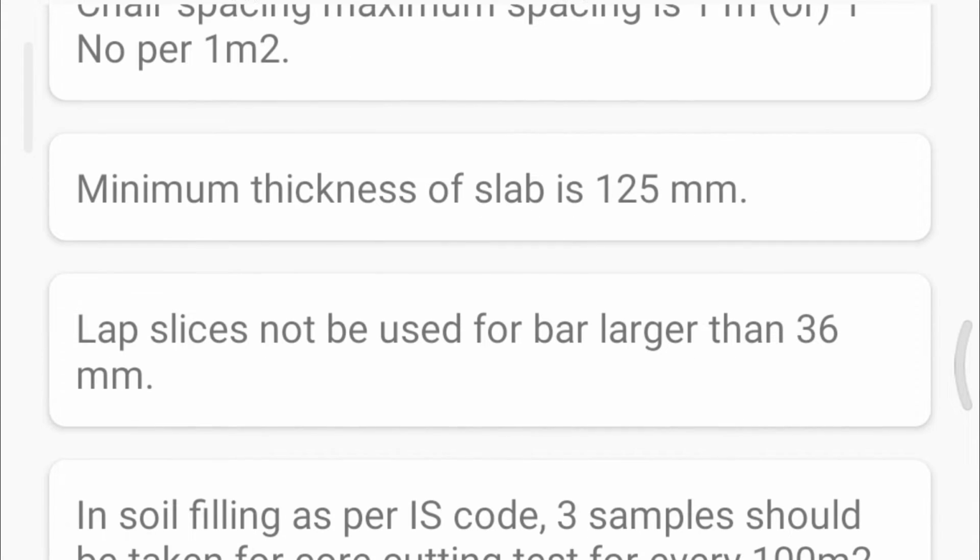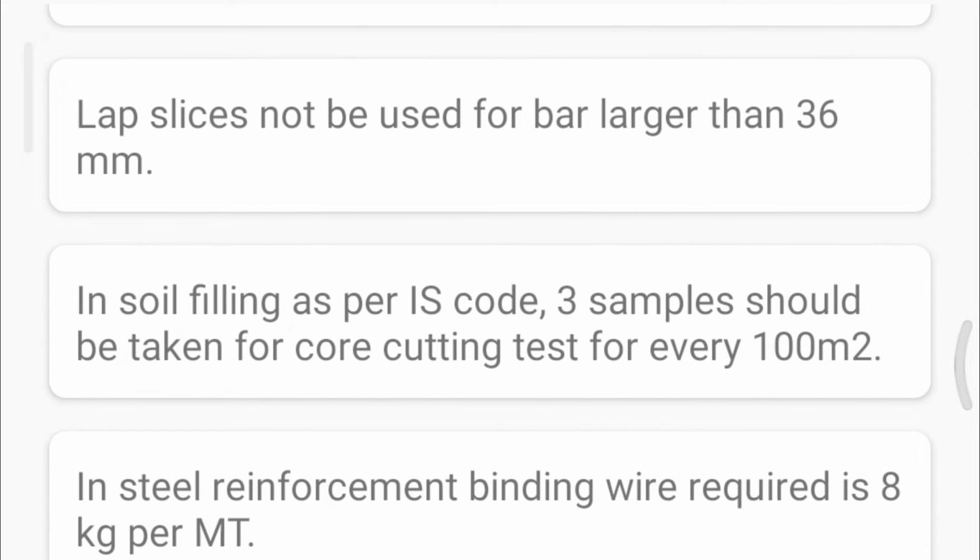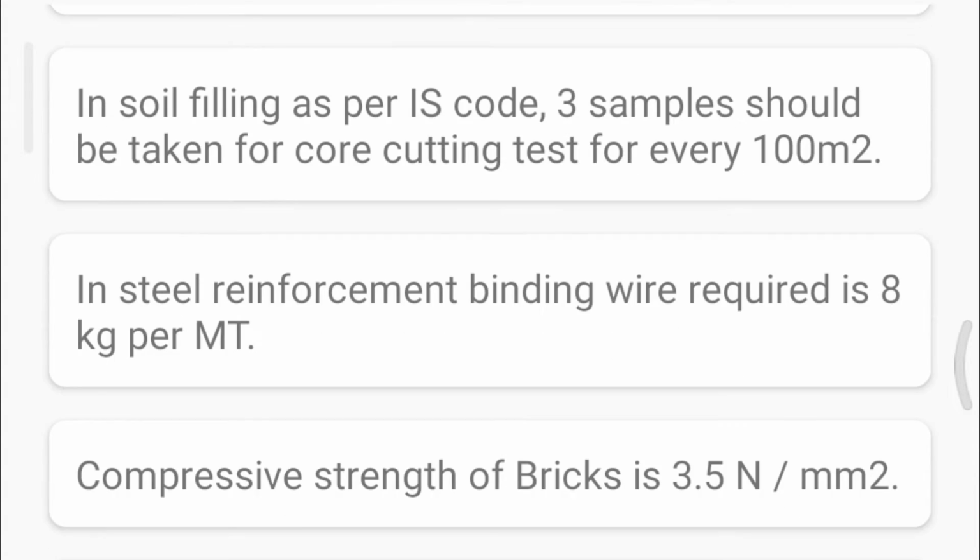Then minimum thickness of slab is 125 mm. Then lap splice not used for the bar length is 36 mm. In soil filling, as per IS code, 3 samples should be taken from the core cutting test for every 100 meter square. So then in steel reinforcement, binding wire required is 8 kg per metric ton.